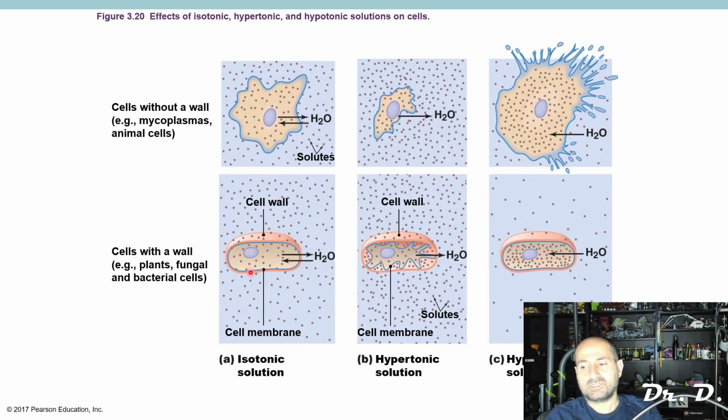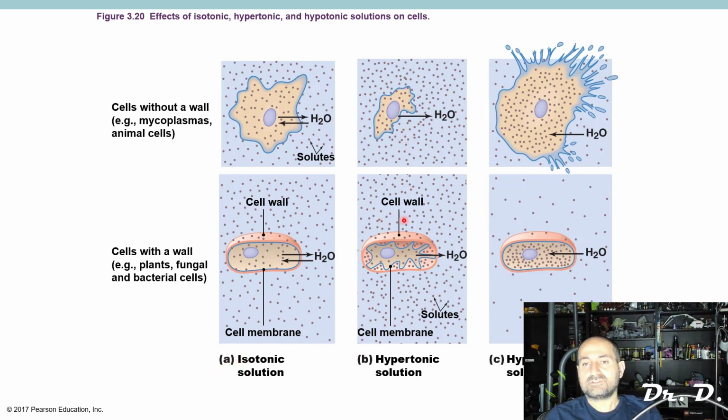Same thing with the bacterial cell. Check this bacterial cell out. It's in an isotonic solution. Is it going to swell up? No. Is it going to shrink? No. For every one water molecule that enters the cell, one water molecule exits, okay? That's called an iso. Iso means equal tonic environment.